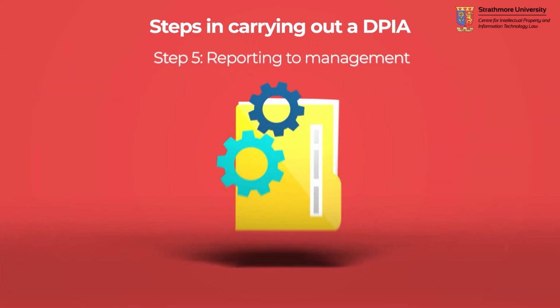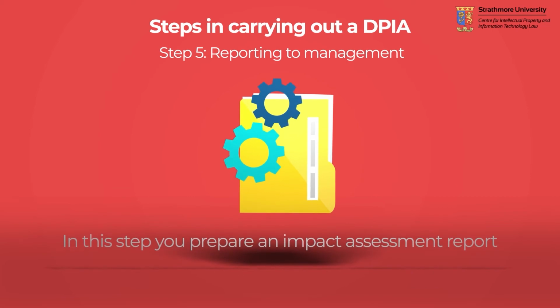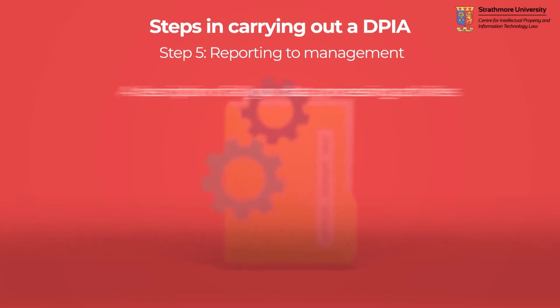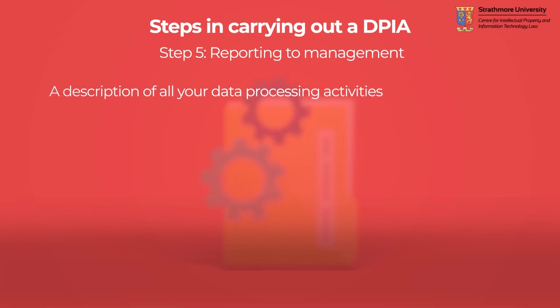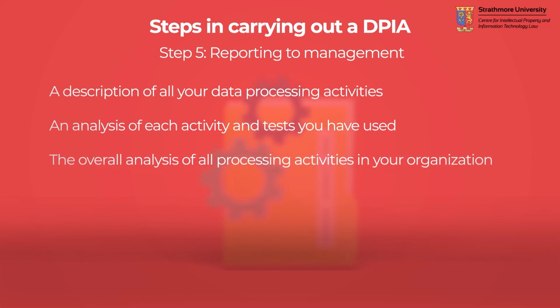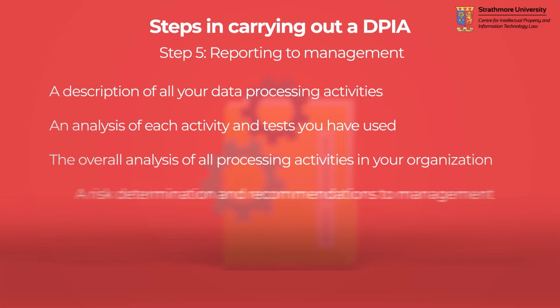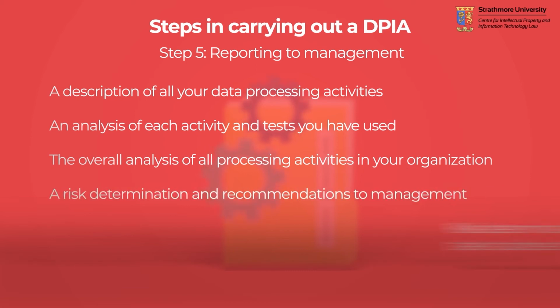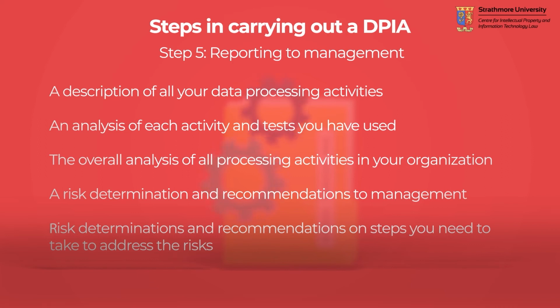Step 5. Reporting to management. Fifth, prepare an impact assessment report containing a description of all your data processing activities, an analysis of each activity and tests you have used, the overall analysis of all your processing activity in your organization, a risk determination and recommendations to management. Risk determinations and recommendations on steps you need to take to address the risks.